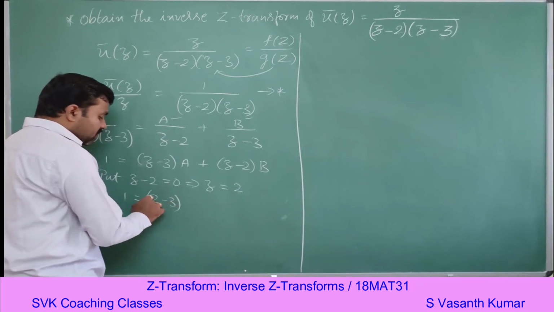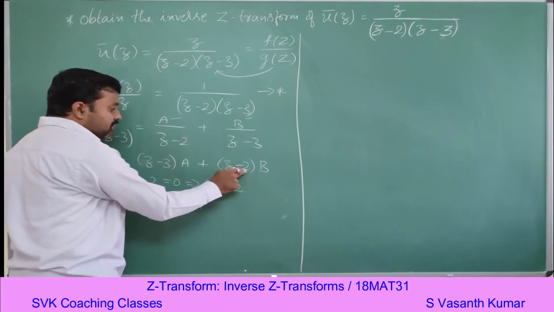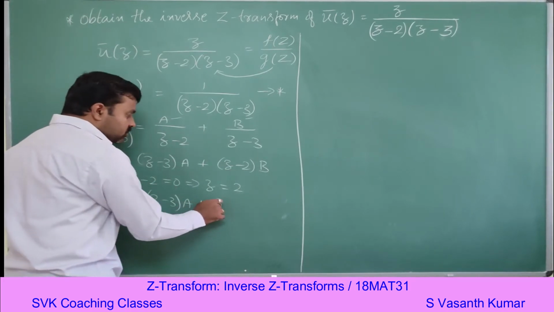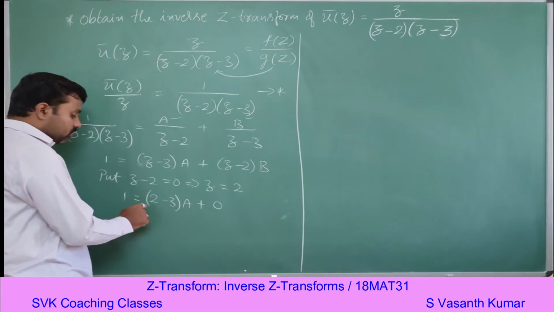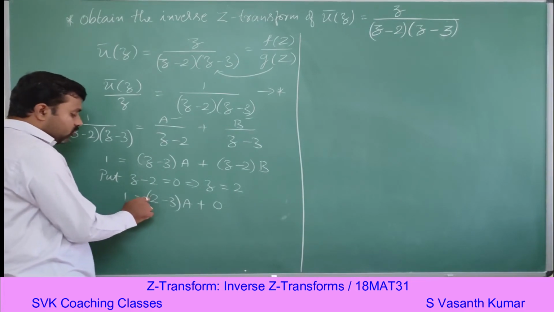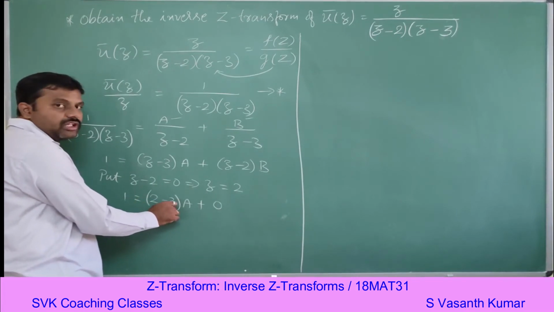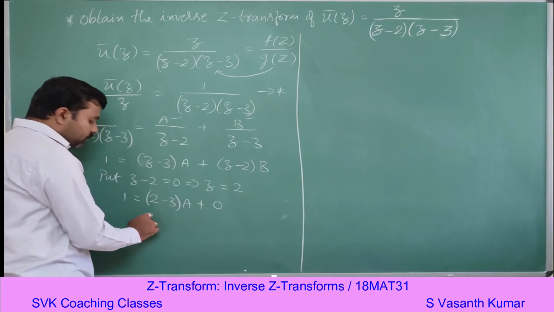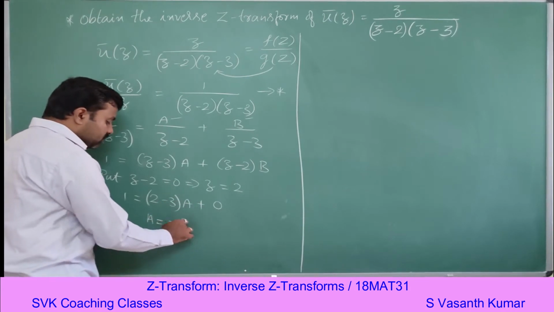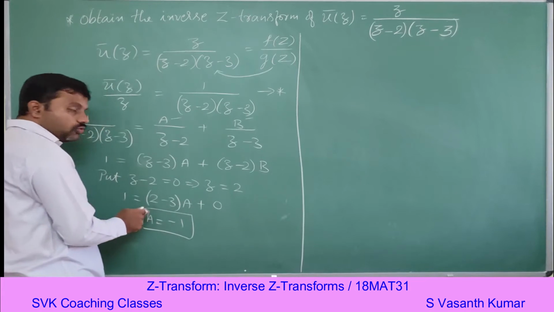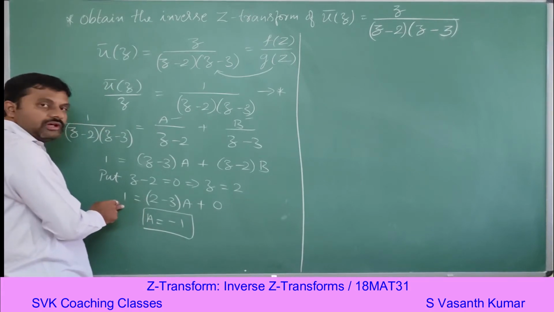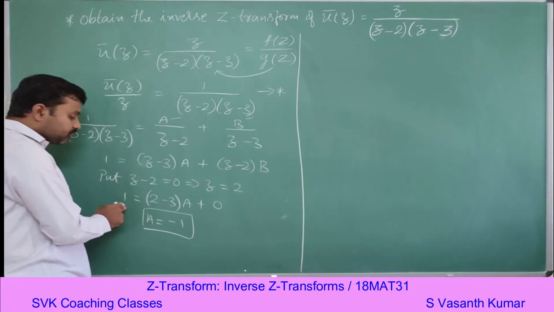2 minus 3 into a plus z minus 2, which is 0, 0 into b is 0. So simplifying this, 1 equal to 2 minus 3, which is minus 1, into a. Therefore the value of a is minus 1, since 1 by minus 1 is minus 1.